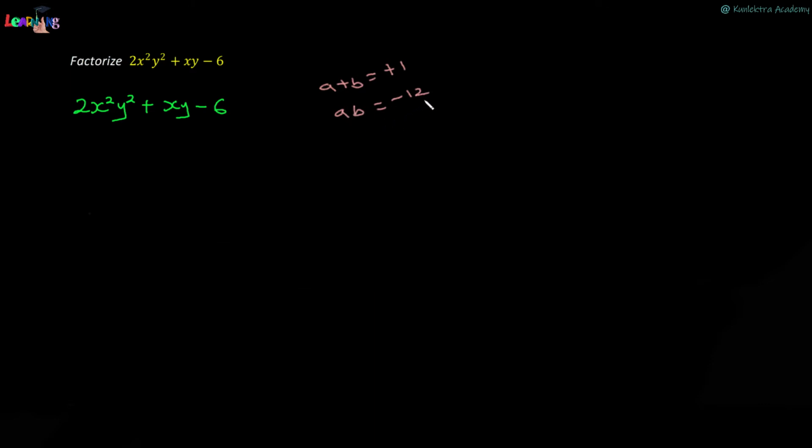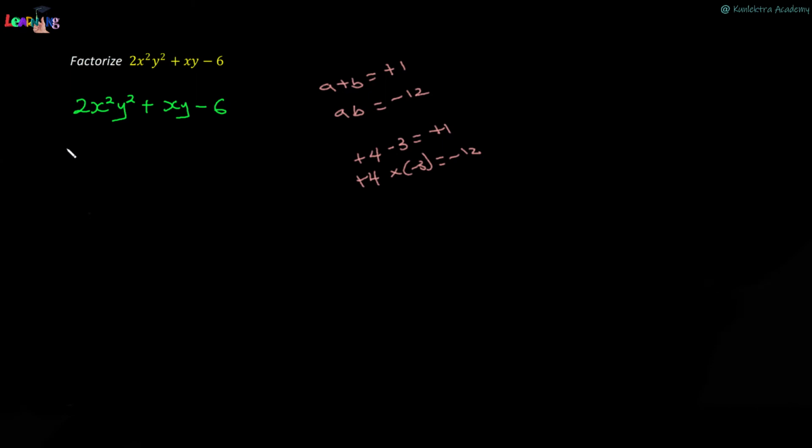Now, what are those two numbers? You consider minus 12 to get the two numbers. The numbers are plus 4 and minus 3. Plus 4 minus 3 is plus 1, and when you multiply plus 4 times minus 3, you get minus 12. Having gotten the two numbers plus 4 and minus 3, you replace the coefficient of xy with the two numbers in addition with the variables, as shown here.